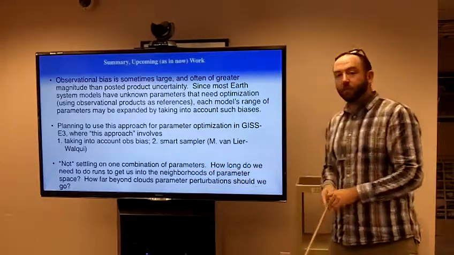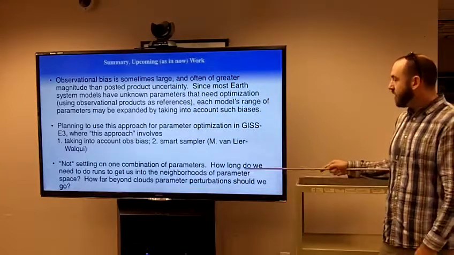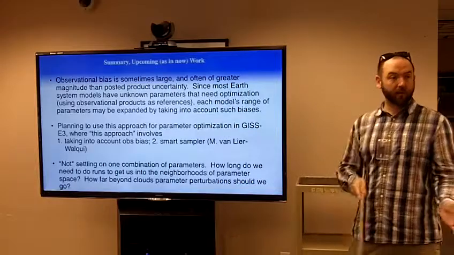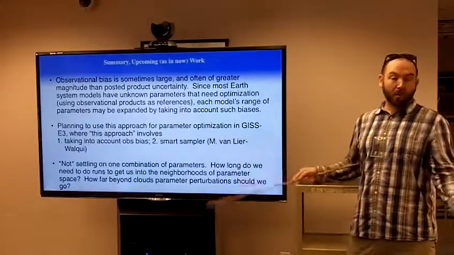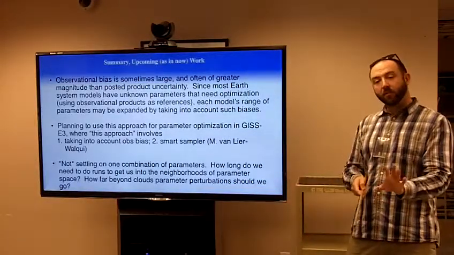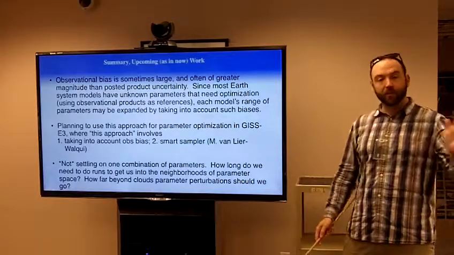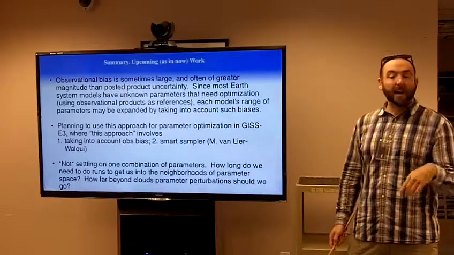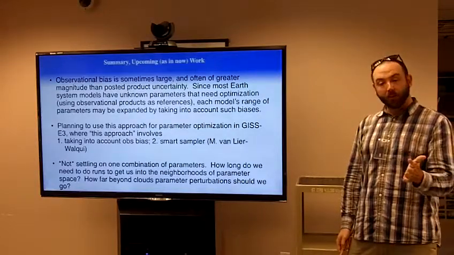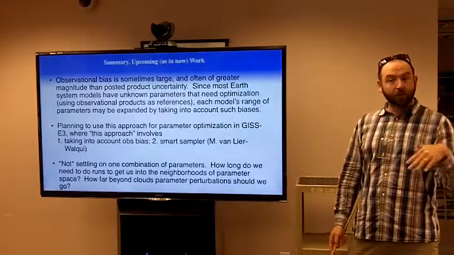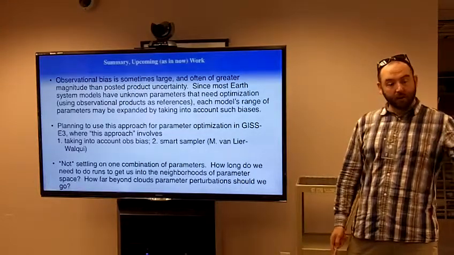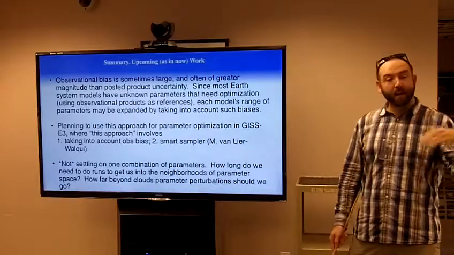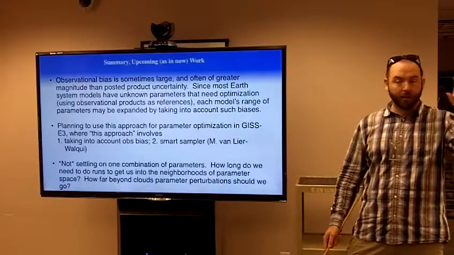The one thing we're trying to figure out right now is how long we need to do runs to get into the neighborhoods of these different combinations of parameters. So this isn't going to be specifically used for radiative balancing. If you think in a vector space, this is just to get us into the neighborhoods of plausible combinations of parameters. At which point we would, for instance, give Larissa, or whomever is doing the final balancing of the model, a number of different neighborhoods of parameter combinations, and she would pick whichever one she wants to use, or one that we decide on as a group.